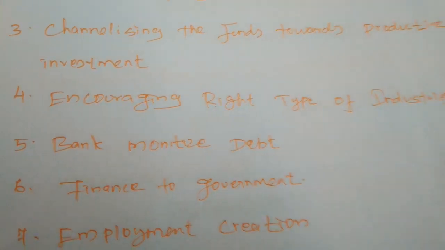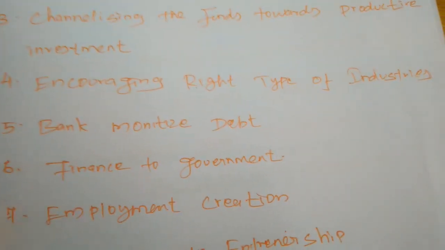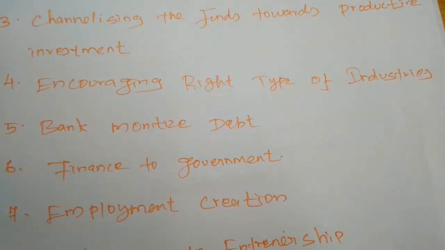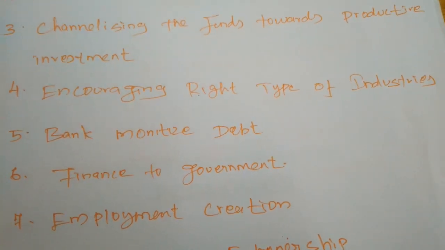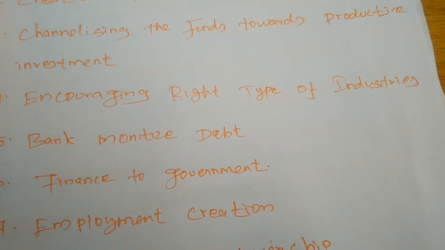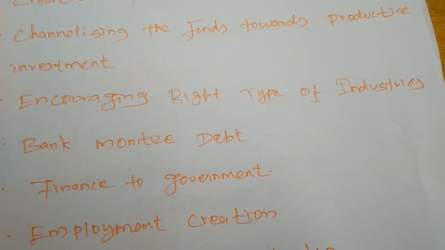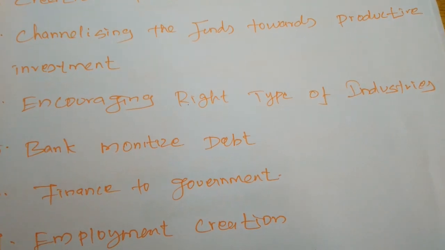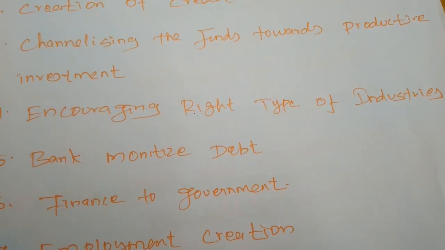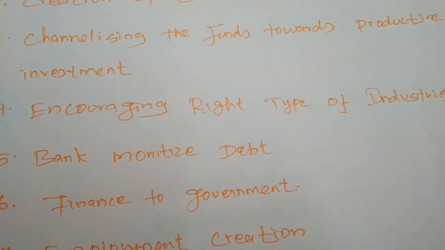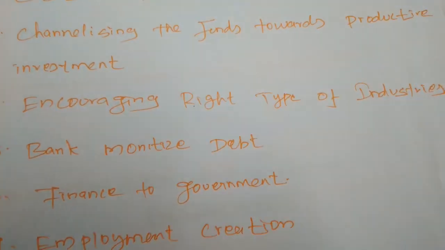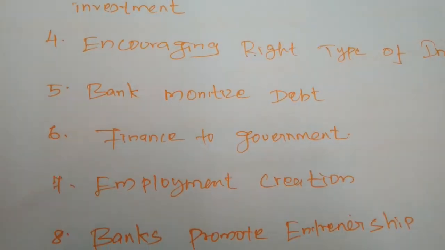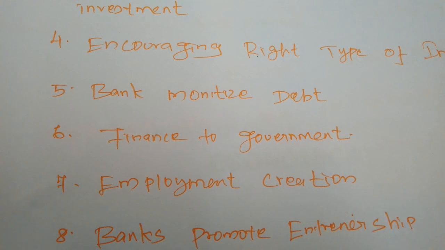Next, encouraging the right type of industries. So the commercial banks also encourage the right type of industries. The right type of industries means industries producing more demanded commodities. If other industries are producing non-required commodities, the funds allotted to them will be reduced, and the right type of industries will increase. So banks help in the development of the right type of industry by extending loans to the right type of persons.